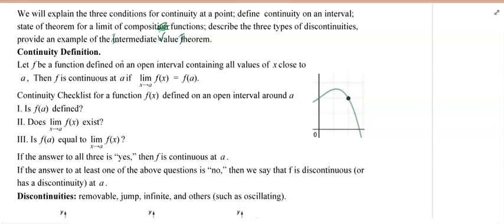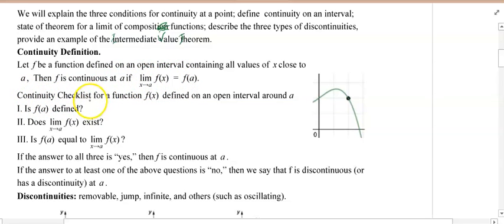Continuity definition. Let f be a function defined on an interval containing all values of x close to a. Then f is continuous at a if the limit as x tends to a of f of x is equal to f of a. In other words, f of a must exist and have a value. The limit as x approaches a of f of x must exist. And thirdly, they must be equal.